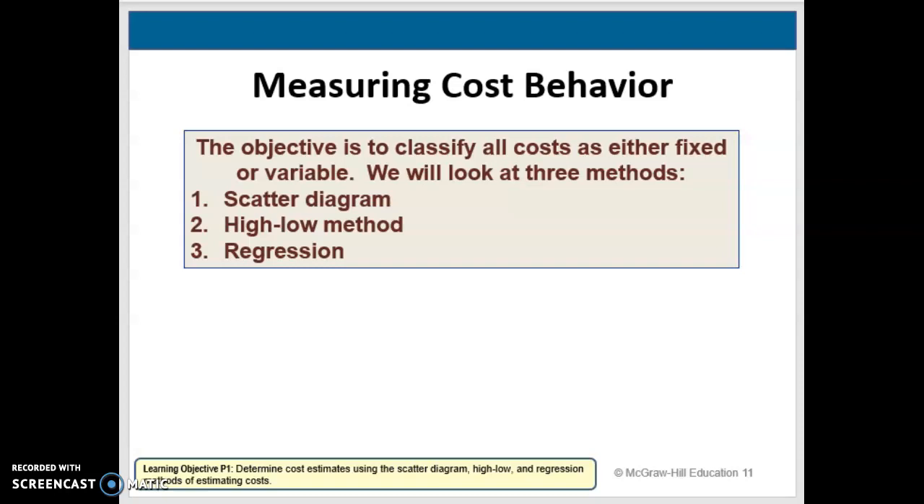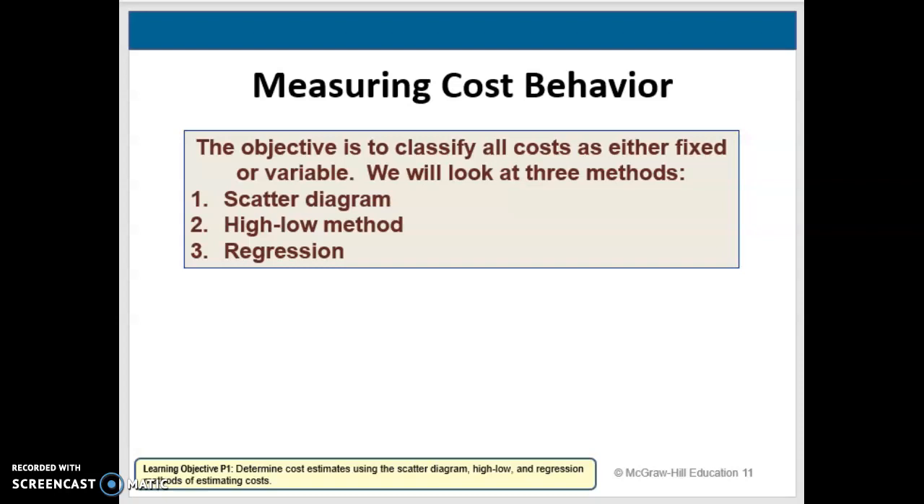There are 3 methods that are most commonly used, and that's what we're going to be looking at: the scatter diagrams, high-low method, and least squares regression. We're not going to get into a lot of that one. That's more of a statistical calculation, but we'll talk about it. So a scatter diagram is a display of past cost and unit information in a graph form.